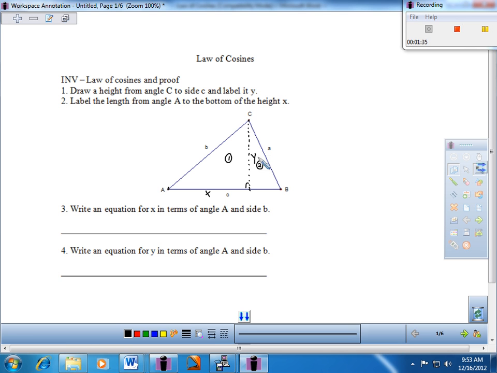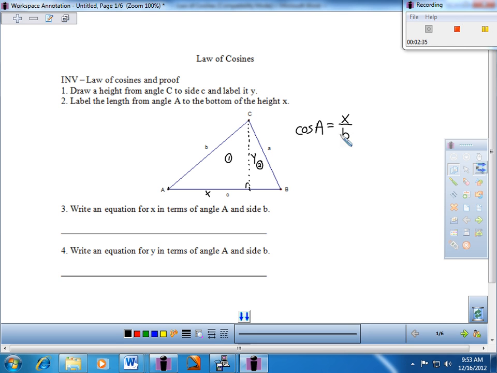Number 3 on your paper: write an equation for X in terms of angle A and side B. We're going to relate X, A, and B together in this first right triangle. Focus on angle A for a second. The X value would be the adjacent side, and the B value from here to here would be the hypotenuse. In reference to angle A, it's adjacent and hypotenuse. So on your paper, let's write the cosine of angle A, adjacent over hypotenuse, and that's X over B.